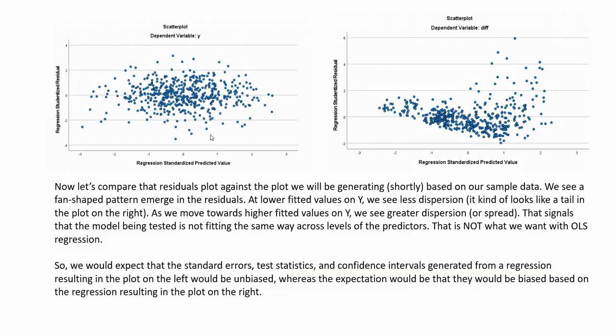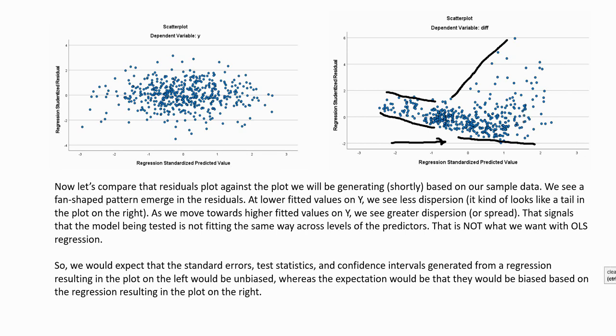Now let's compare the situation we were just looking at with another situation where we have heteroskedasticity. The plot on the right is actually one that we will see when we are working through the examples in this video, and here we have heteroskedasticity present. As you move from left to right in the plot, you'll notice that the residuals exhibit different dispersions across levels of our fitted Y values. On the lower end we have much less spread or dispersion in the residuals, whereas when we move to higher values on the fitted Y's, we have much greater spread.